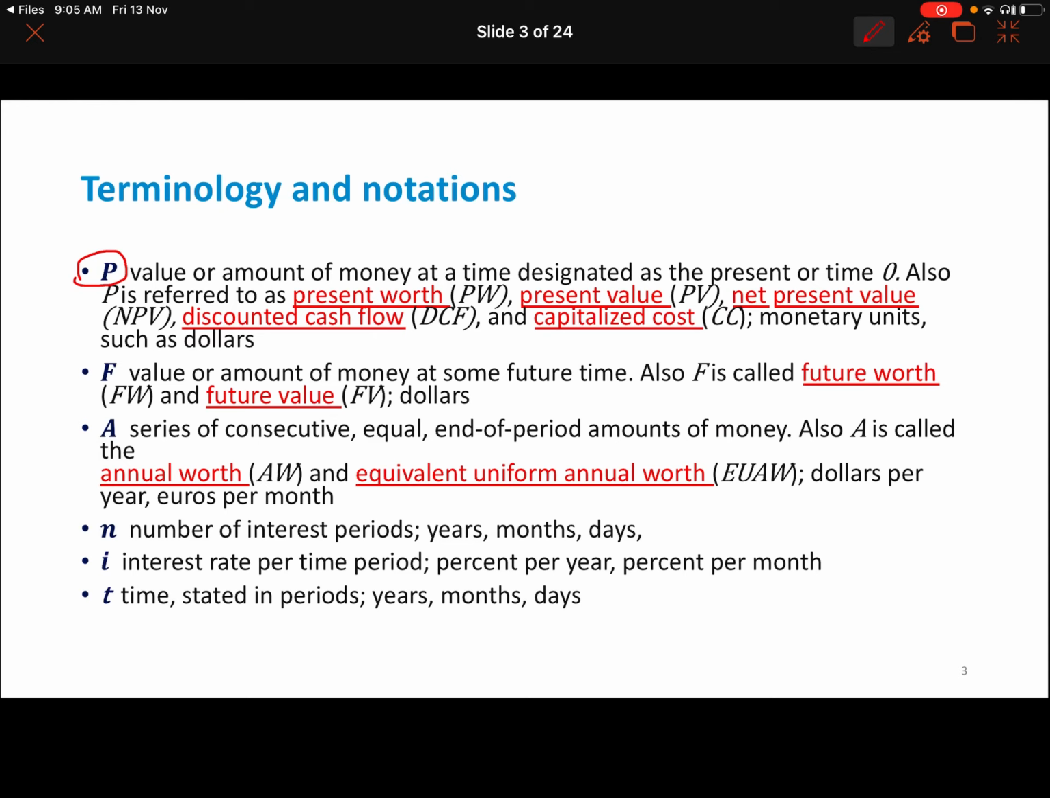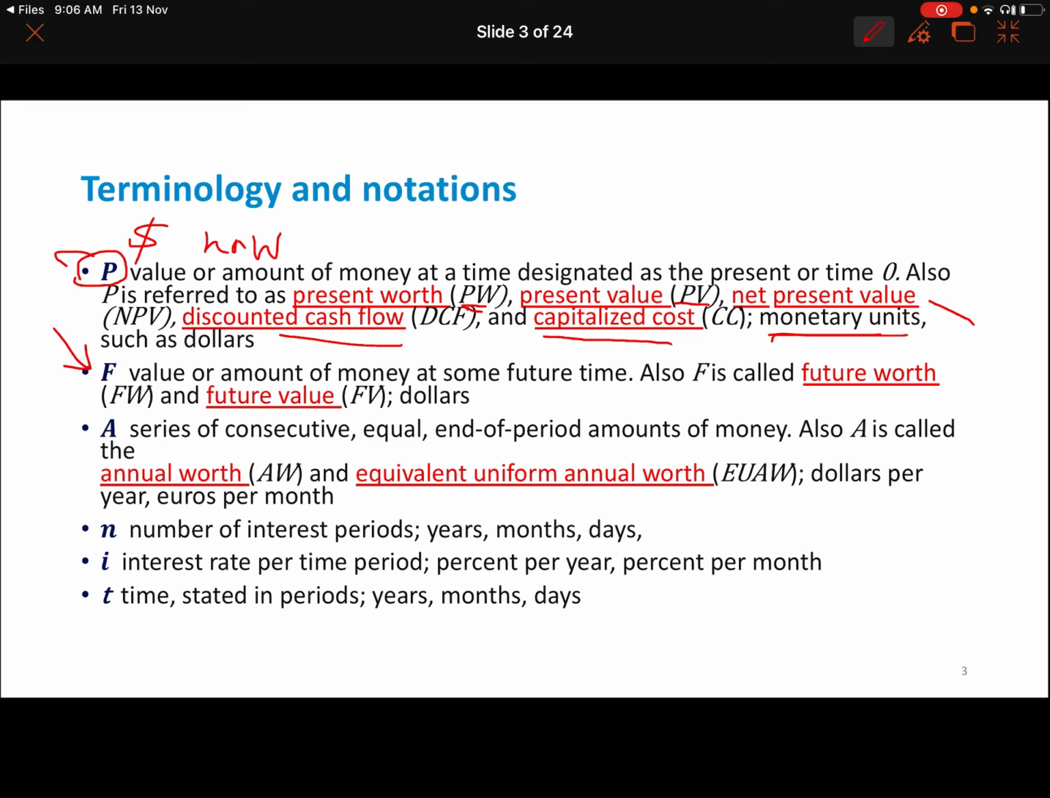So we can refer to it as present worth, present value, net present value, discounted cash flow, capitalized cost, or monetary units. So the P-value is some amount of dollars in my pocket right now, at time zero. The second terminology is future value.